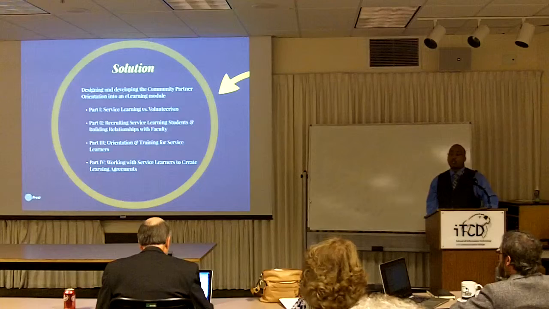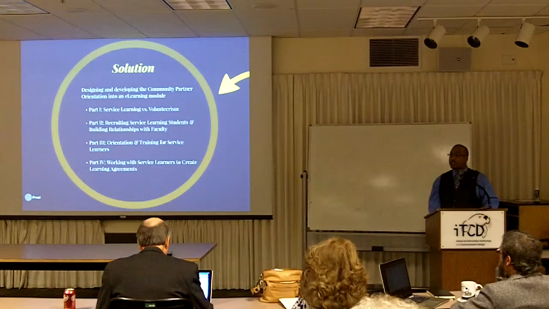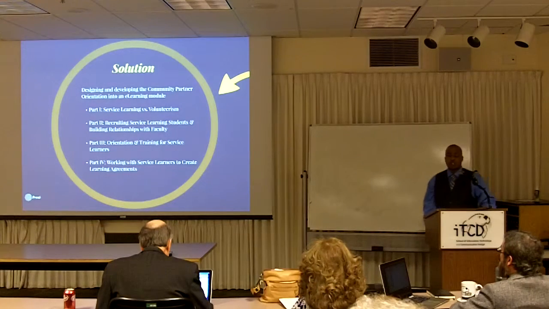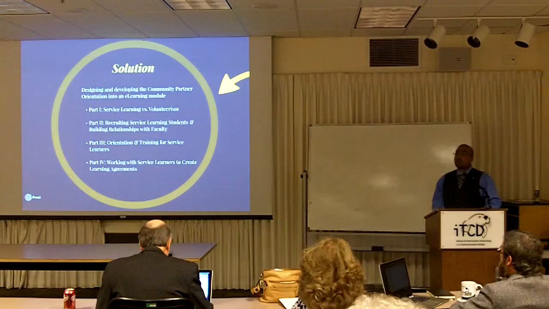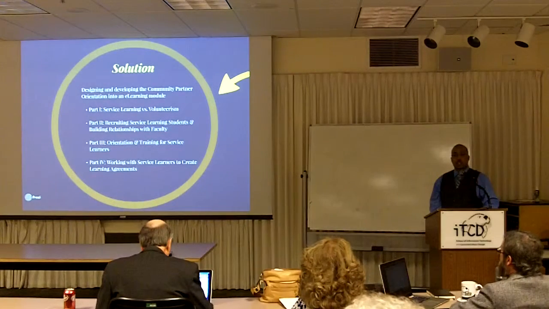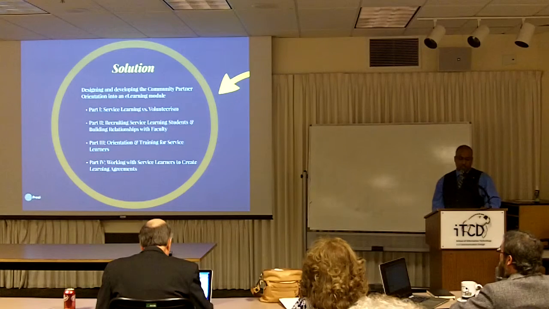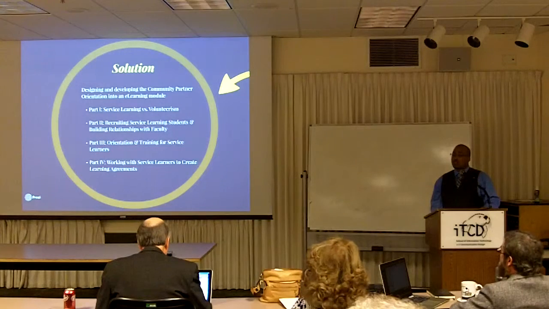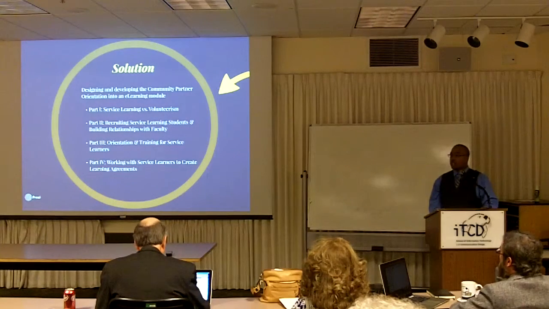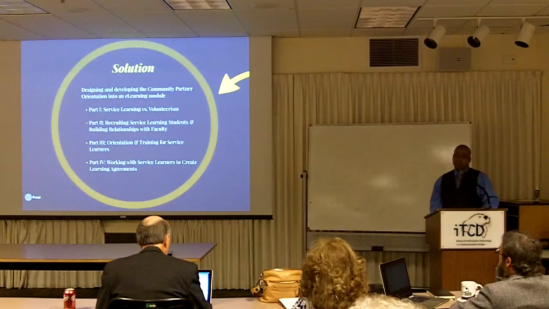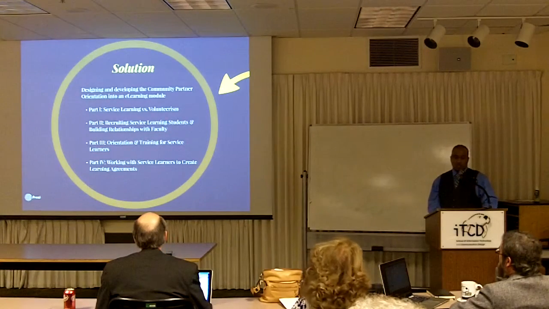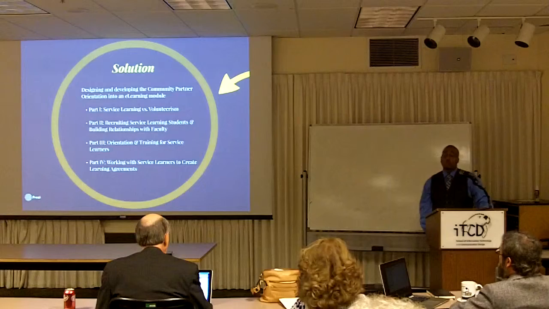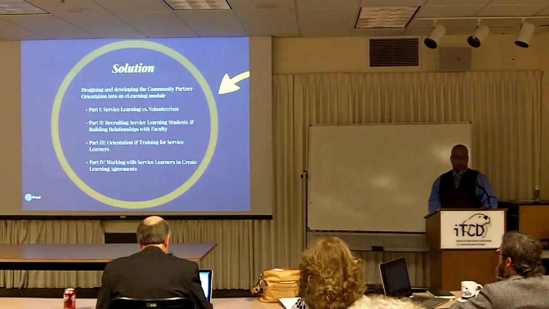Designing and developing the community partner orientation into an effective and efficient e-learning module was a solution to the three issues stated earlier. For example, within the module, there are four parts or sections that cover major topics of concern. The first section distinguishes service learning from volunteerism. The second section provides resources for service learning students and building relationships with faculty. The third section focuses on the orientation and training of service learners. And the fourth section shows community partners how to work with service learners to create a learning agreement.